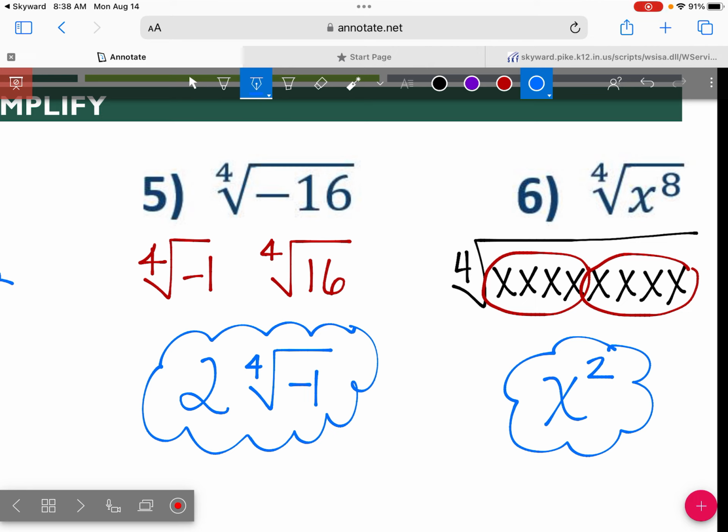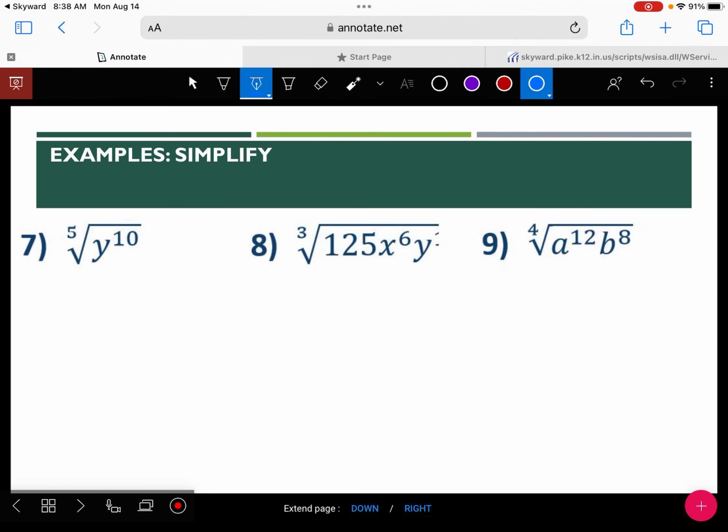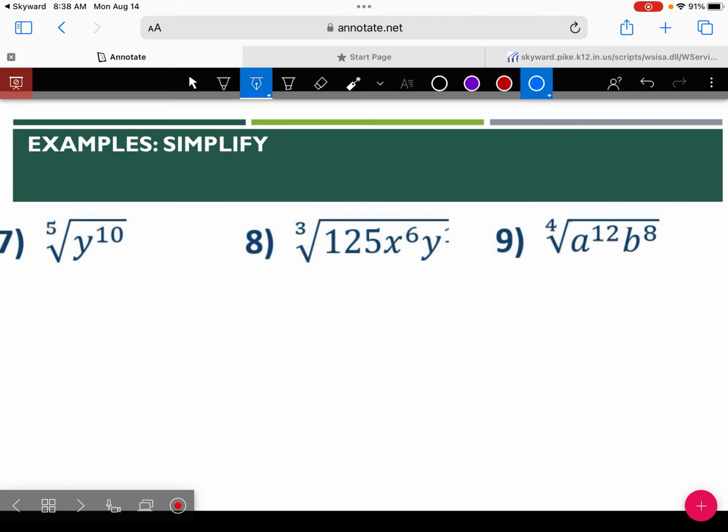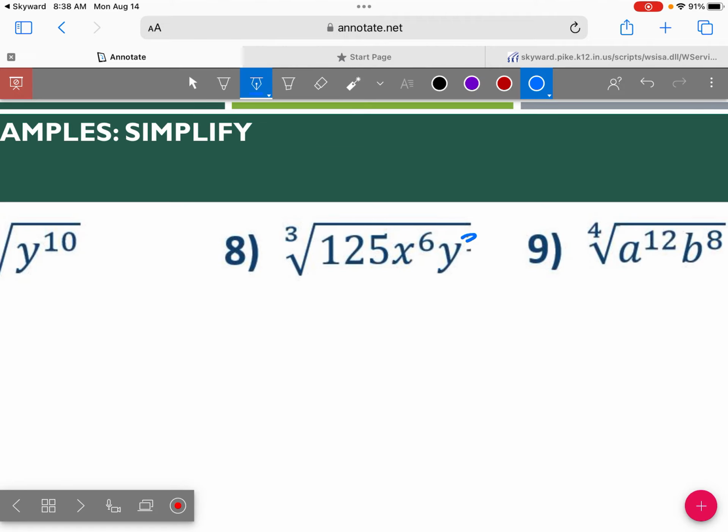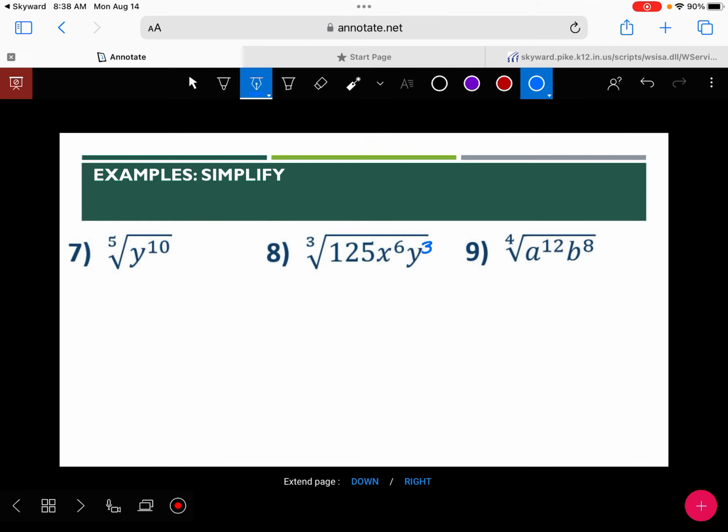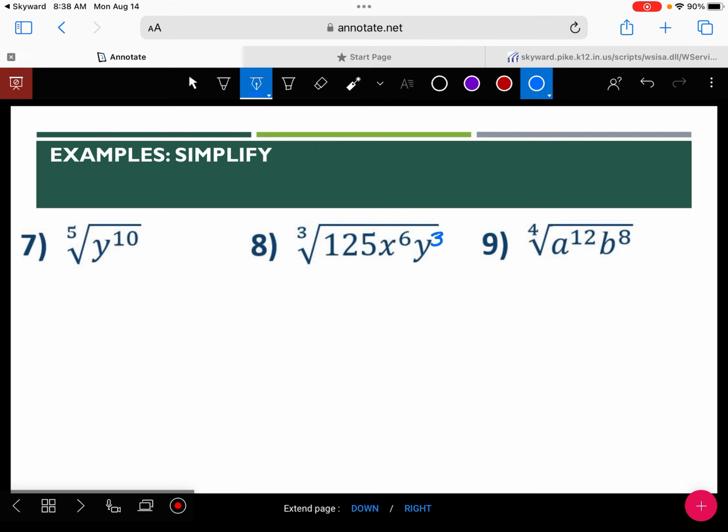All right, now let's look at 7, 8, 9. And this has a 3. I keep forgetting to fix that. Well, that's a 3. Yeah. All right, so we're going to stop at number 11 today.